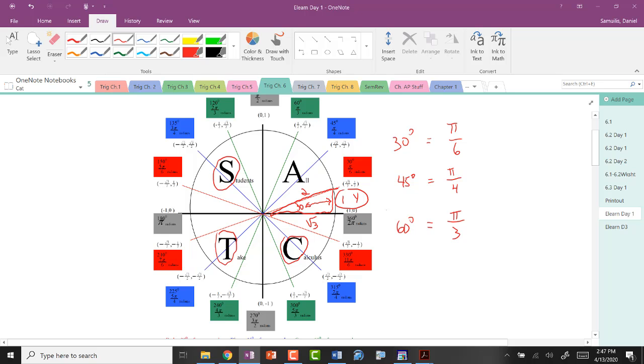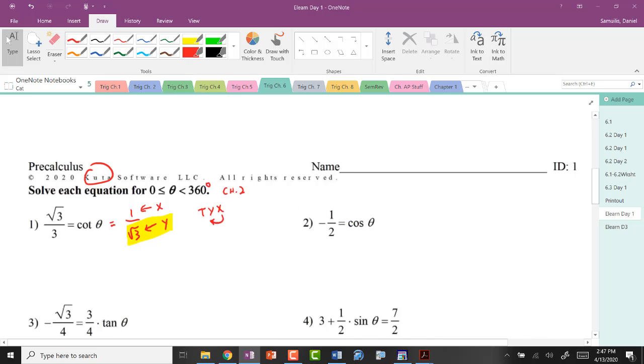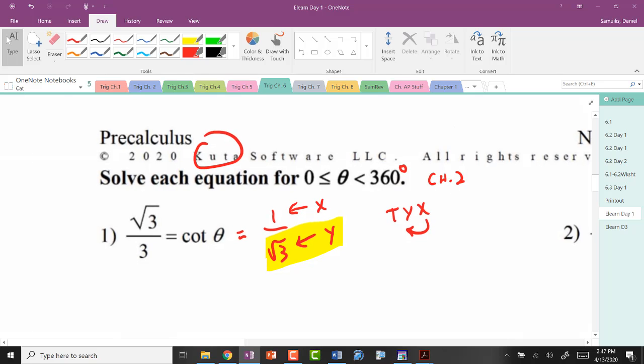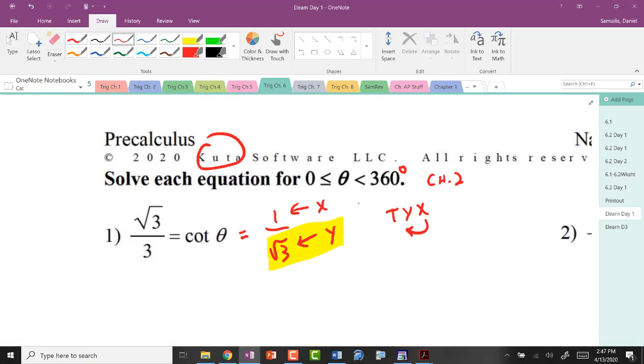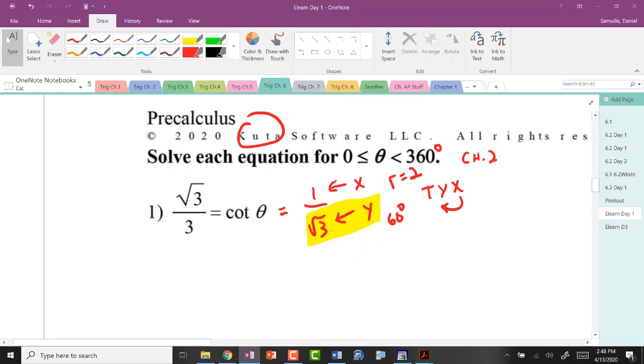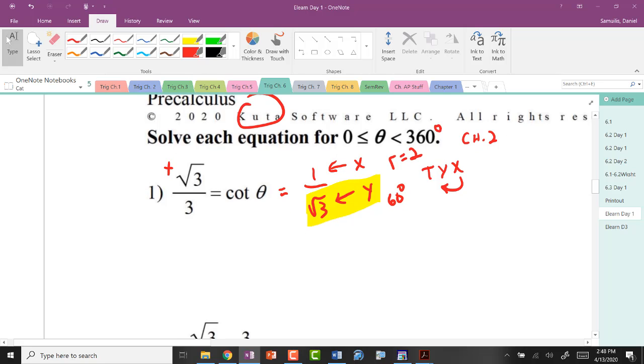So in my class, we had figured this out. Okay, y is root 3. I know this is the standard 30, 60, 90, where r is equal to 2 if I did the Pythagorean theorem. What is opposite root 3? It's 60 degrees, because opposite 1 is 30 and the hypotenuse is 2. So this is a 60-degree angle measure, but hold the phone.